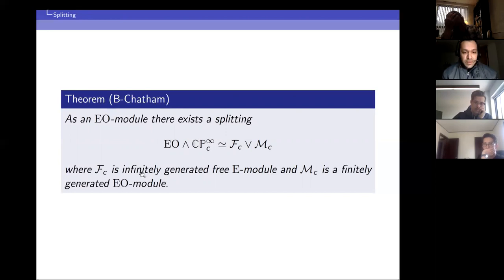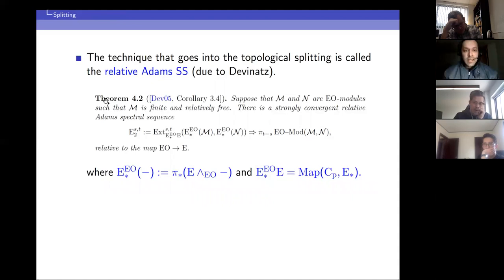So the technique that goes into all of this is called a relative Atiyah spectral sequence, and it was developed by Devinatz, and this is the theorem from our unpublished draft. It says that if M and N are EO modules where M is finite and relatively free, I'm going to explain what relatively free means, then there is a strongly convergent relative Atiyah spectral sequence, which converges to the homotopy groups of EO module maps from M to N.